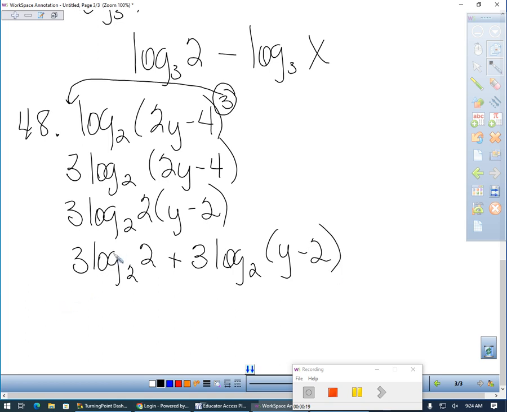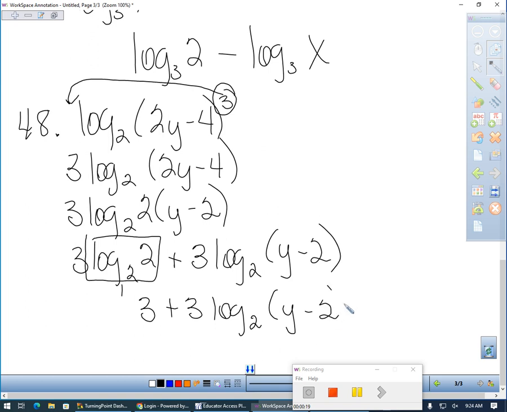Now, last thing we can talk about here is option number 3. What does this give us? That is equal to 1. So 3 times 1 is 3 plus 3 log base 2 of y minus 2. This is fully expanded. We don't typically worry about factoring things out, but it is possible.